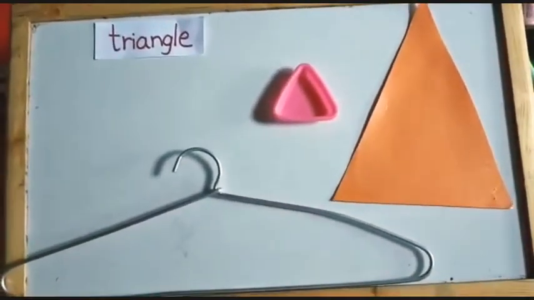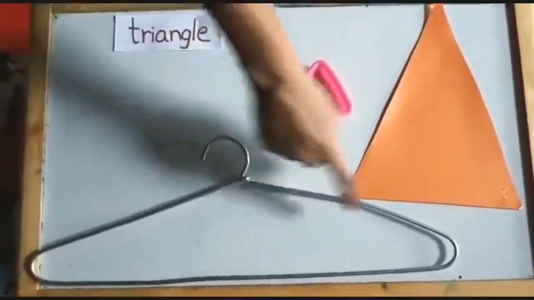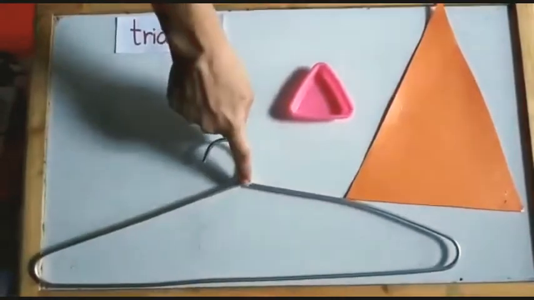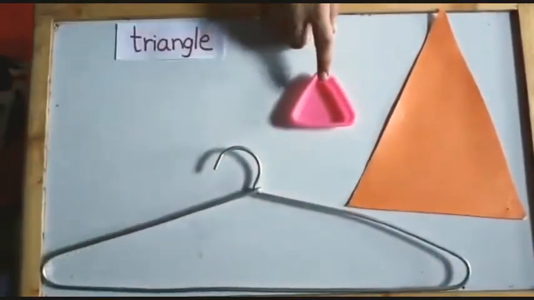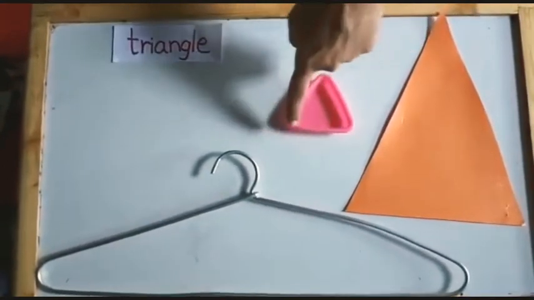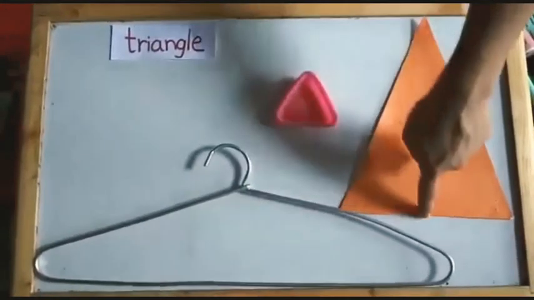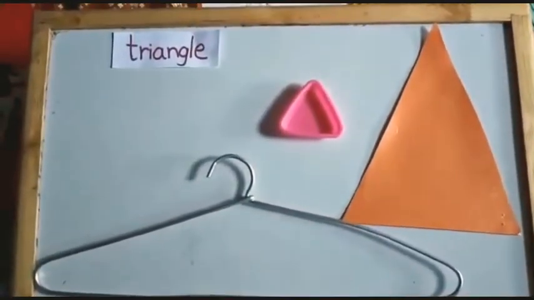I have kept some objects. Can you see this object? Which shape is this? Triangle. It has 3 corners. Can you see this plate? Yes, it also has 3 corners. 1, 2 and 3. And it has 3 lines. Okay. So this was a triangle.